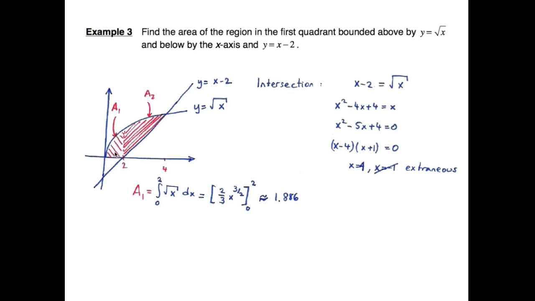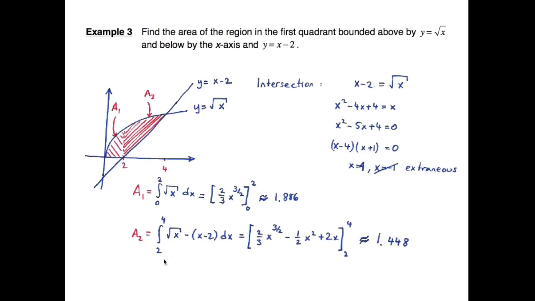a1 to find a1 first. a1 is the integral from 0 to 2 of root x dx, and we find that it's 1.886. a2 is the integral from 2 to 4 of the curve above minus the curve below. Using the power rule, we can find the integral easily. We substitute 4 and we substitute 2, and we get that a2 is 1.448. Therefore, the area in quadrant 1 that was defined is a1 plus a2, which is 3.333.